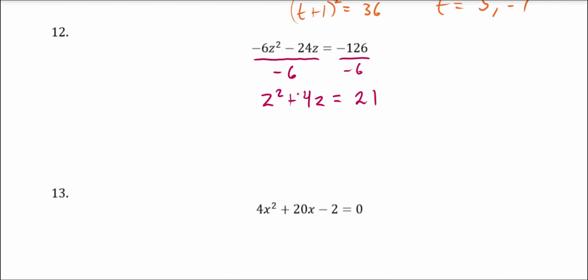We should add half the middle term squared to each side. Half the middle term is going to be 2. Squared will be 4. So this factors as (z + 2)². And adding 4 to both sides, I would get 25 here.